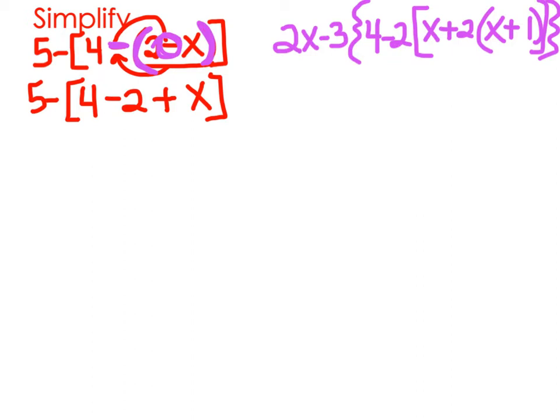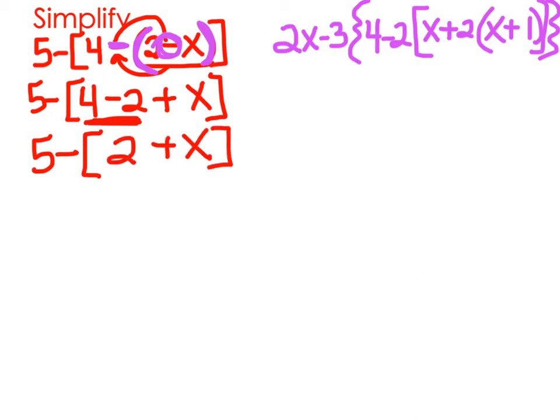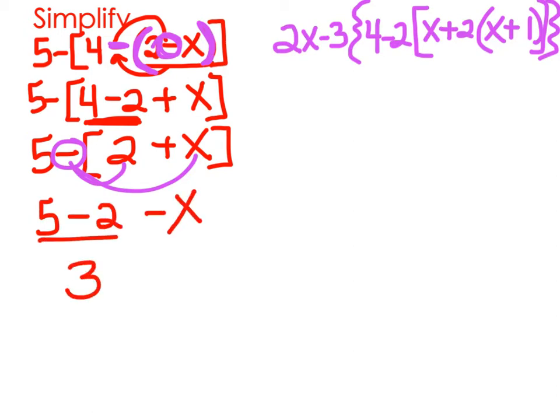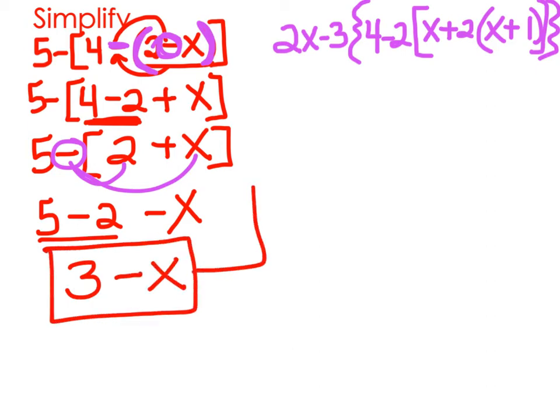Alright, so now we have 5 minus, and then bracket, 4 minus 2 plus x. So now we can simplify by putting this 4 minus 2 together. We have 5 minus bracket. 4 minus 2 is 2 plus x. So I've got another minus sign here that I need to distribute to both of these. So I'm going to have 5 minus 2 minus x, and 5 minus 2 is 3, so 3 minus x. That is simplified, and this is equivalent to this. It's just simpler.